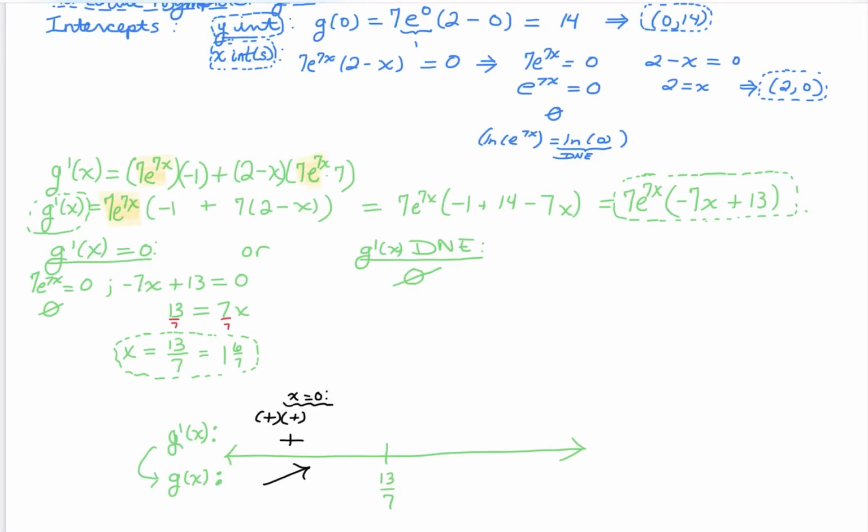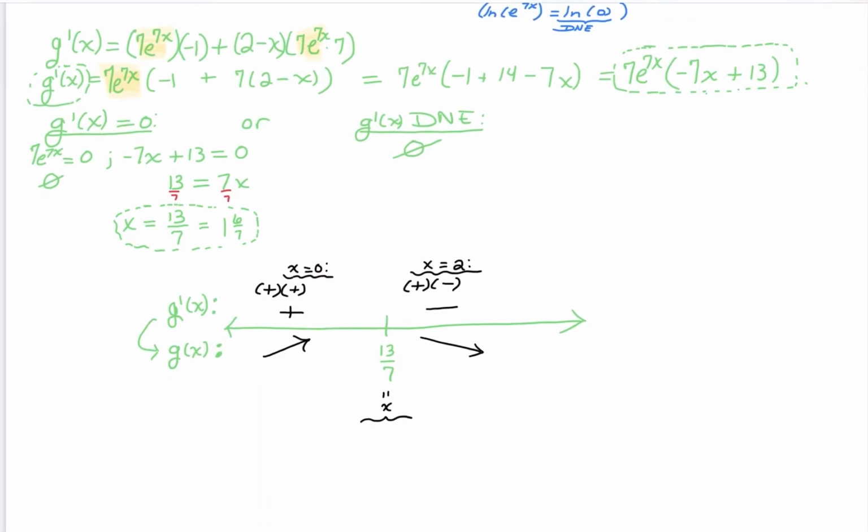Something bigger than 13/7, so 14/7, which would be 2. So let's go ahead and just sub in 2. And so, again, 7e to the 14th would still be a positive monomial. And then 7 times -2 would be -14, plus 13 would be negative. Positive times negative is negative, so we are now decreasing. And so that means that at the location of x equals this 13/7, this is going to be the location of a local max.